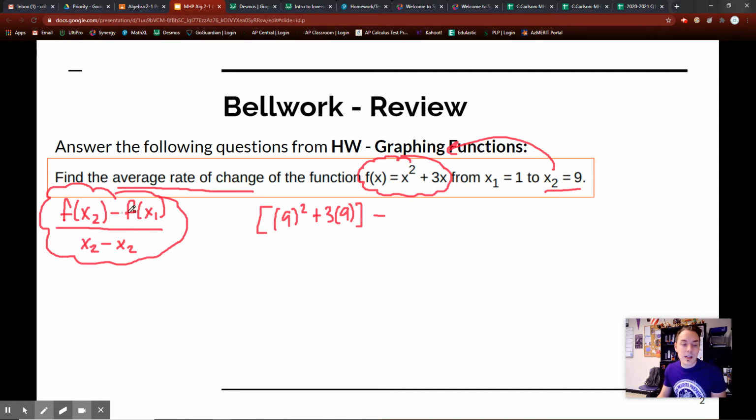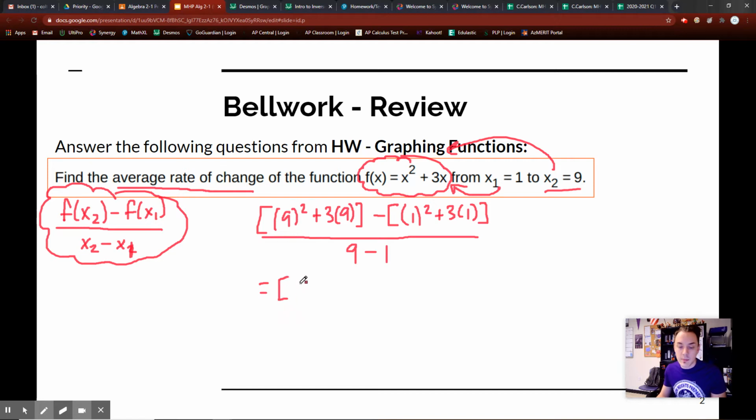Minus, because it has built-in minus sign, built-in negative. And then f of x sub 1, I'm going to plug x sub 1 in here. So brackets, 1 squared plus 3 times 1. Brackets. I'm finding my outputs right here. And then, of course, following my formula, that's a 1, that's a 1, that's a 1. X sub 2 minus x sub 1, so this is 9, and then minus my x sub 1, which is 1. Okay, let's start solving this.